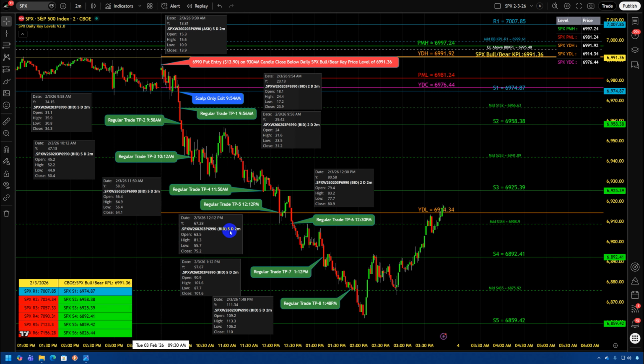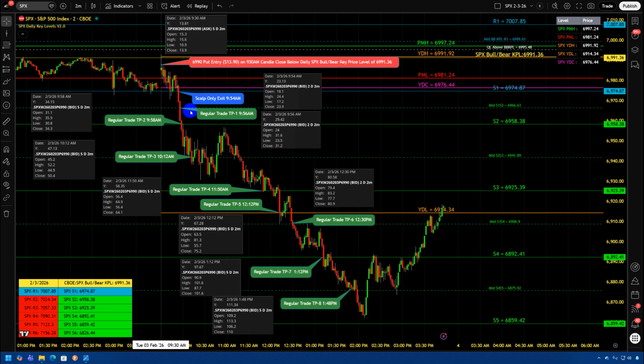Here at 12:30 p.m., we have a hit of TP6, and this is now a full 3.5 level move in your favor from the starting point of the bull bear KPL. That's one level, 1.5 levels, 2, 2.5, 3, and now 3.5 at the mid S3, S4. Now we're up to $80.90 on the bid. Then here at 1:12 p.m., we have a hit of TP7. That is on the S4 level. Now the bid is up to $101.60.